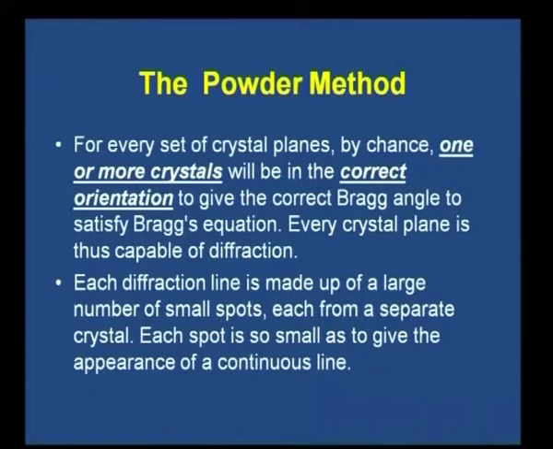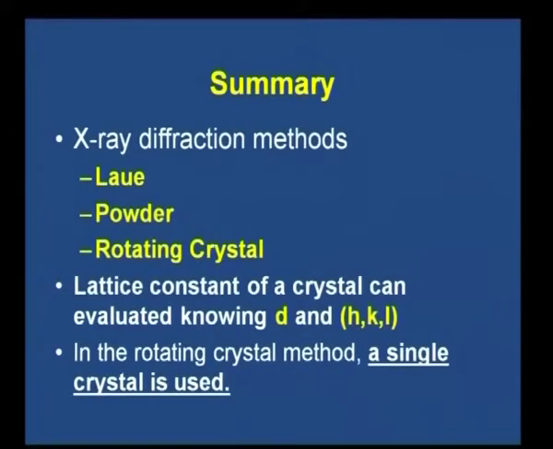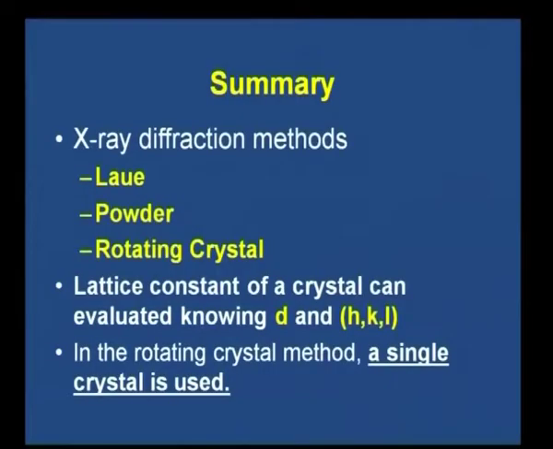Let me now complete the powder method. The summary of this lecture is as follows. We have been seeing the different X-ray diffraction methods. The methods which we have seen are the Laue method, the powder diffraction method and the rotating crystal method. The lattice constant of a crystal can be evaluated knowing d and hkl. We had the relation. If you know d and the Miller indices hkl of a plane, then the lattice parameter a can be determined.